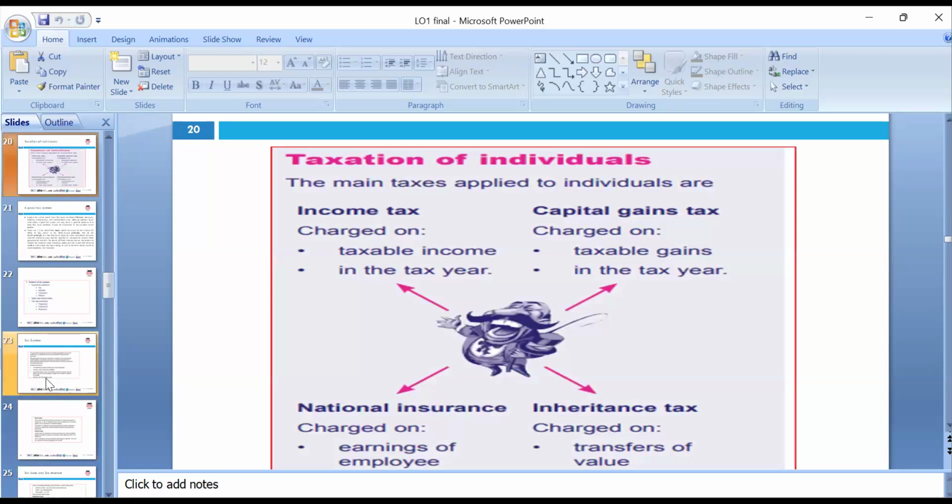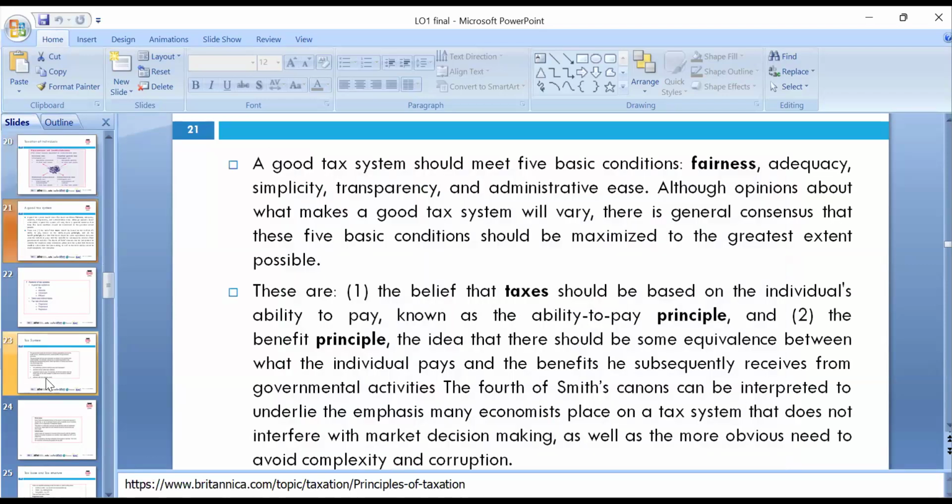Taxation of the individual: income tax is charged on taxable income in the tax year, and capital gains tax is charged on taxable gains in the tax year. National insurance, which we can look at, applies to the earnings of employees. We can also look at the charge on transfers of value, that is, inheritance tax, which we can charge.